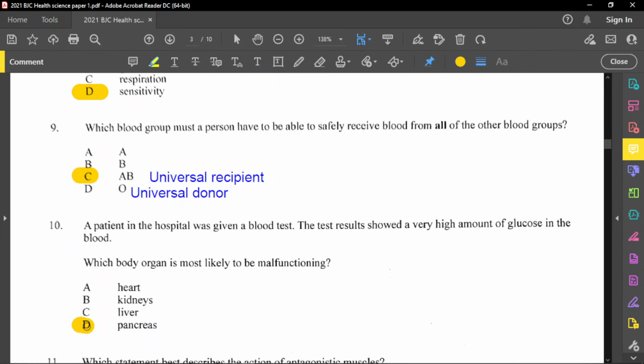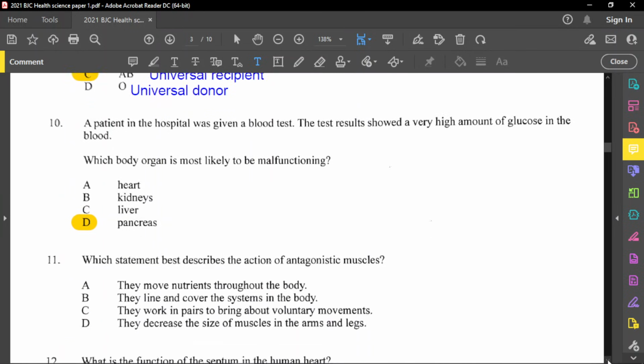Remember what is produced by the pancreas? The pancreas produces insulin, and insulin will reduce blood sugar. Okay, so if the blood sugar is too high, that means the pancreas is not functioning properly, or you're not producing enough insulin. All right, so pancreas is the answer for that question.